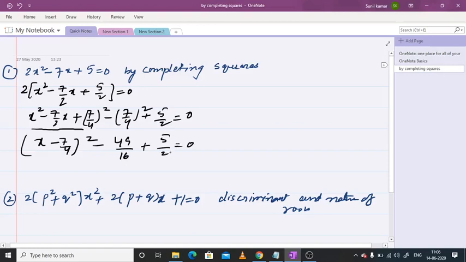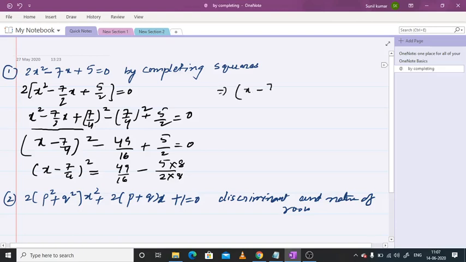Now the question is that we have to do the LCM. Before that we will write one more step. x minus 7 by 4 whole square is equal to, I will write the right side, 49 by 16 minus 5 by 2. Here 2 is there, and I would like to make it 16, so you should multiply by 8. Now the next step: x minus 7 by 4 whole square is equal to, 16 is the LCM, 49 minus 40, that is 9 by 16.